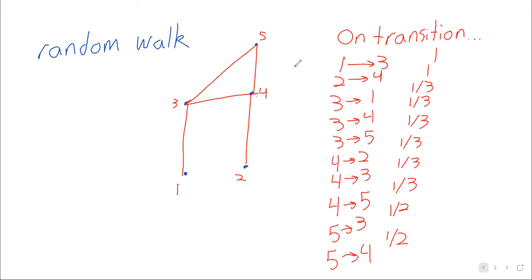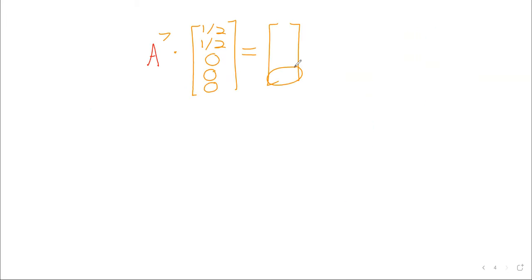So, this matrix A will be 5 by 5. Its rows and its columns represent states. And remember how this works. The column is the from state, the row is the to state.